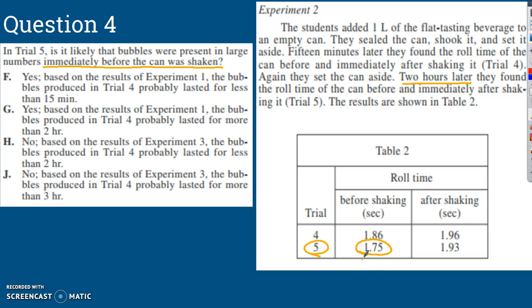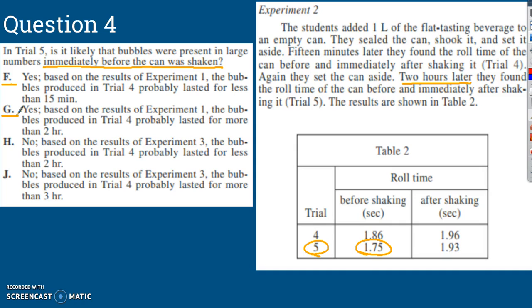If you remember from trial 1, this was 1.75, so was the tap water in trial 1. So that's kind of interesting there. But let's think about this. Do we think that the bubbles were present in large numbers immediately before the can was shaken after 2 hours of sitting still? Well, we've got a low time which suggests there weren't a lot of bubbles. So, based on the results of experiment 1, the bubbles produced in trial 4 probably lasted less than 15 minutes. I don't know that we have any evidence for that. Yes, based on the results of experiment 1, the bubbles produced in trial 4 probably lasted for more than 2 hours. I don't know that we have much on that.